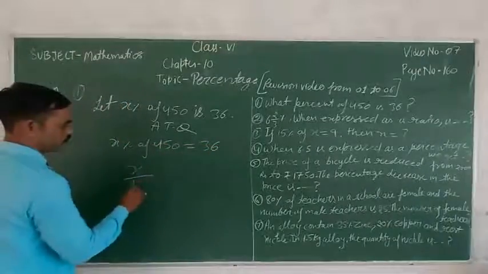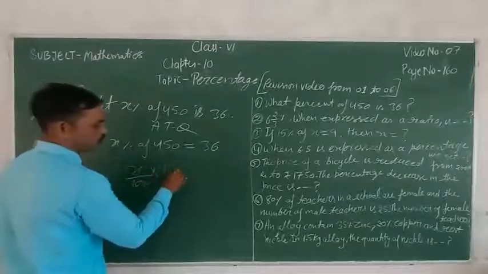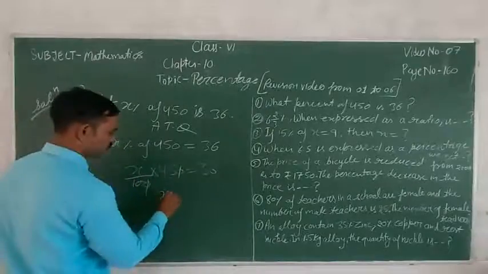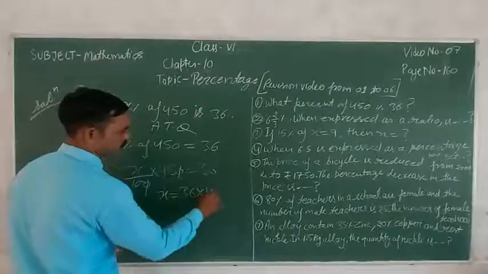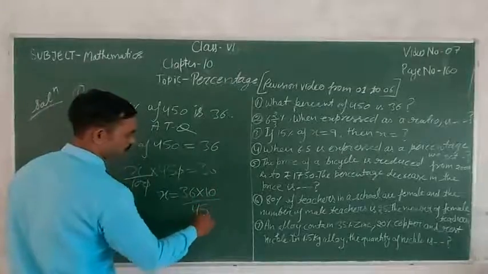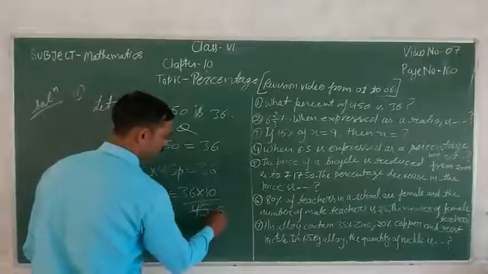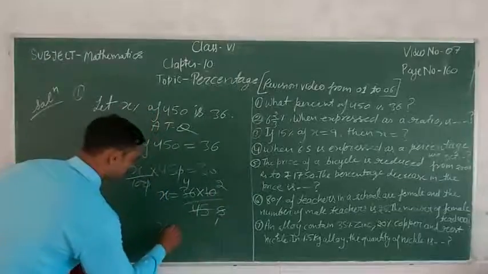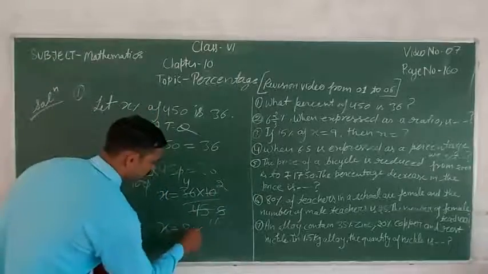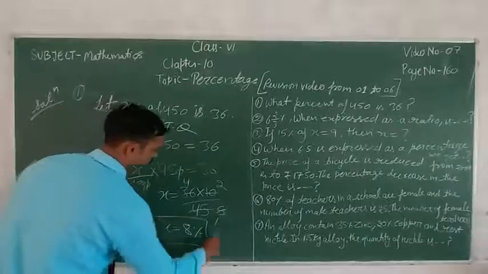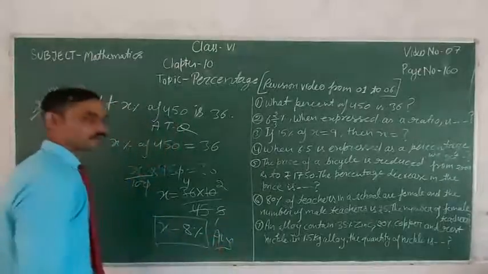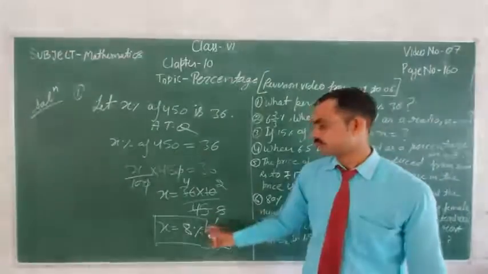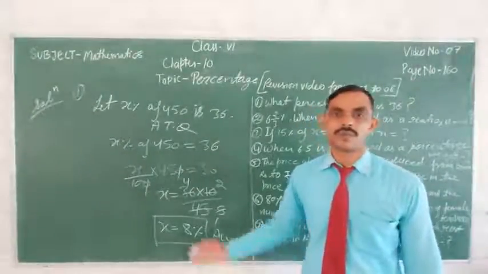Now, x over 100 multiply 450 is equal to 36. 1 0 cancel. Now x is equal to 36 multiply 10 by 45. Now 9 5 is 45, 9 4 is 36, 5 1 is 5, 5 is 10. X is equal to 8%, which is our answer. So 8% of 450 is 36. This is our answer. Please note it down.